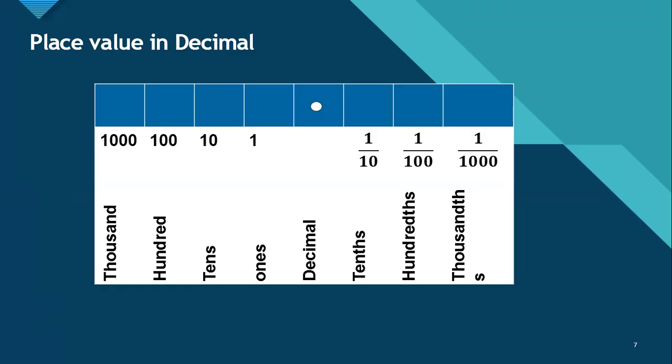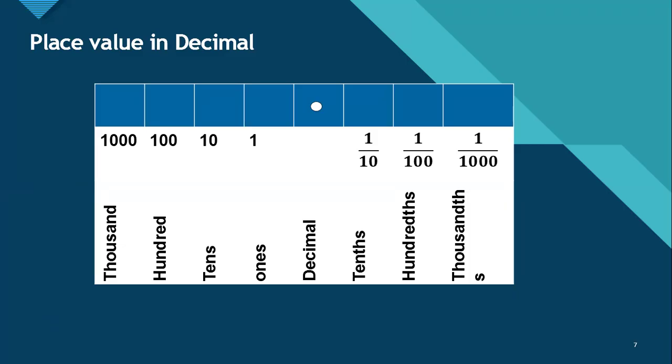Similarly, we have place values after the decimal towards the right side. If we are moving one step towards the right, the decimal value will be tenths. See, there is tens and tenths, so there is a difference. Tenths means one in a tenth. Okay.